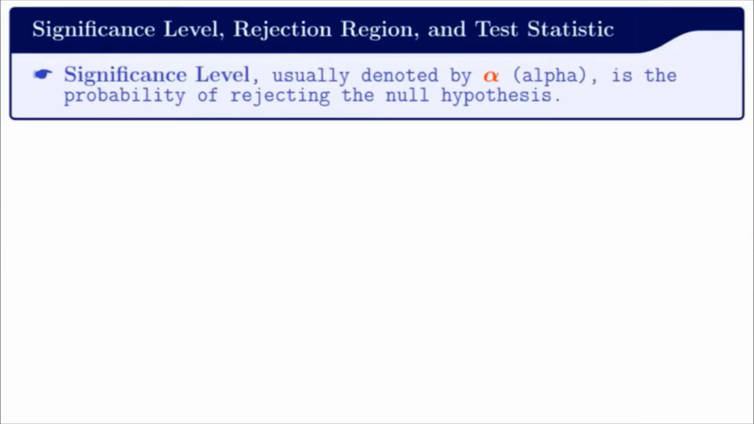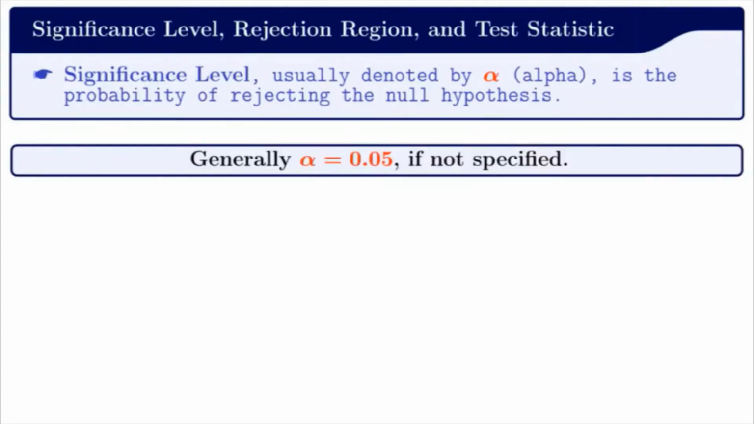Here we will talk about test statistics, significance level, and rejection region. Significance level, usually denoted by alpha, is the probability of rejecting the null hypothesis. Generally, alpha is 0.05 if it's not specified.